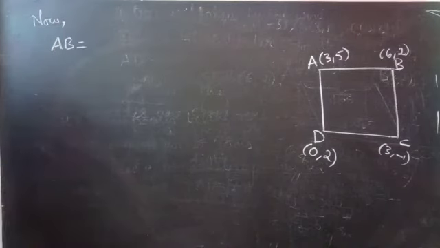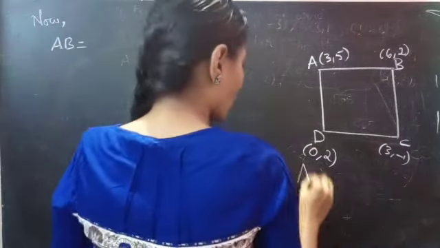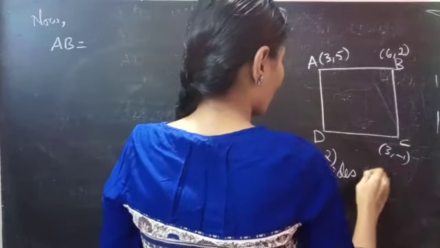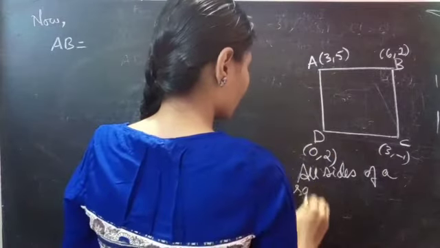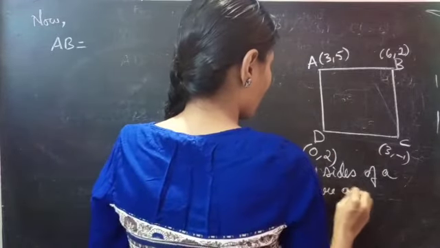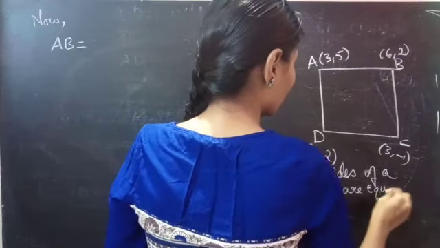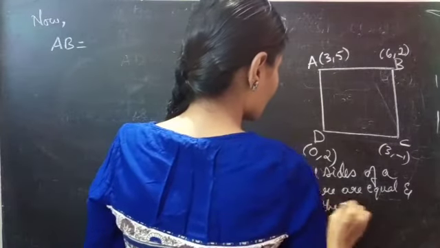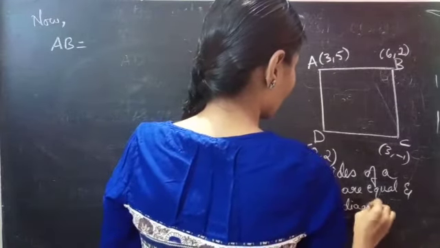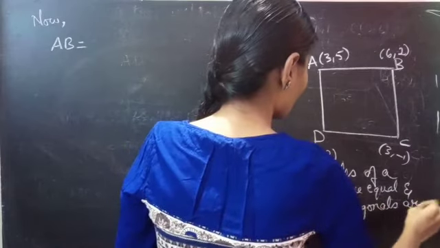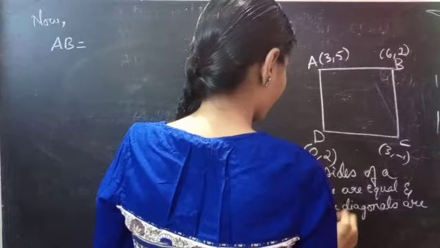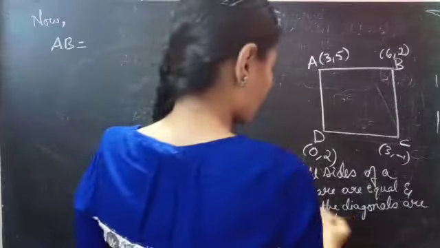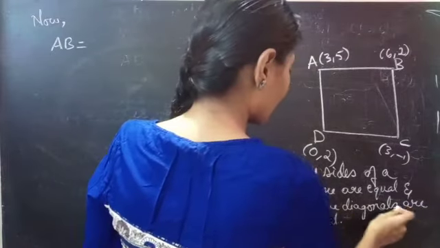AB equals to, since we know that all sides of a square are equal and all the diagonals are equal. Okay. All the sides and all the diagonals are equal in a square.